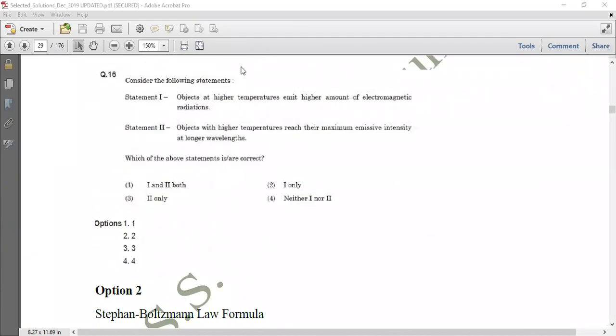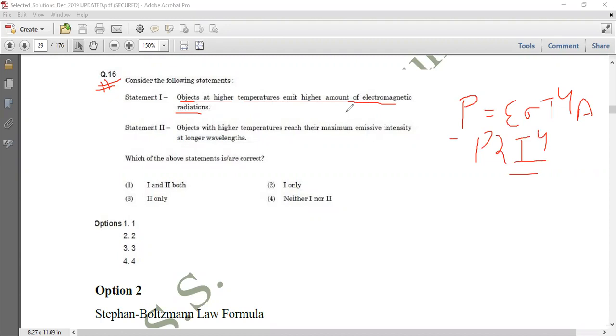Now we go back to our question. The statement says an object at higher temperature emits a higher amount of electromagnetic radiation. That is absolutely true: more energy. Power is equal to epsilon sigma T^4 A, so it is directly correlated to temperature. So a higher temperature emits a higher amount of electromagnetic radiation. This is correct.